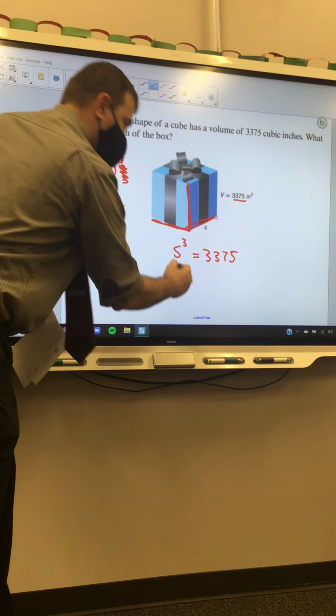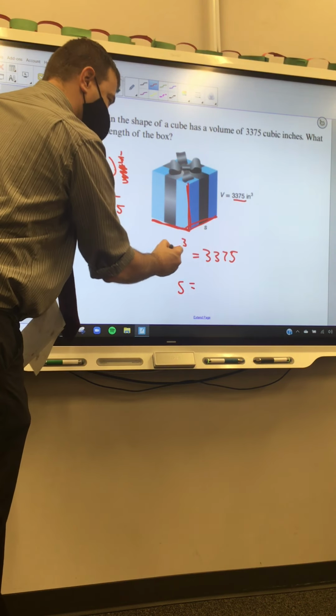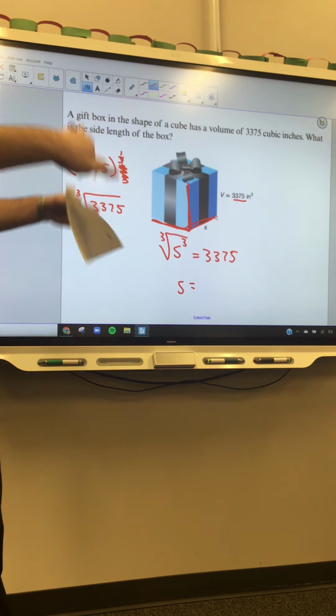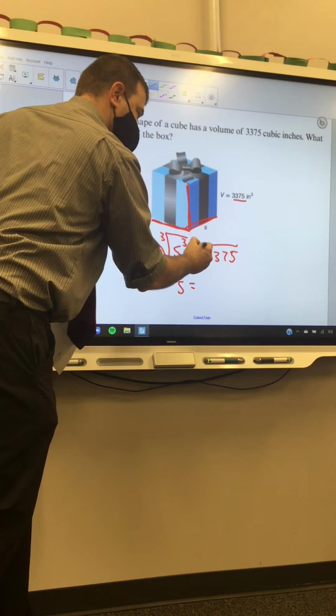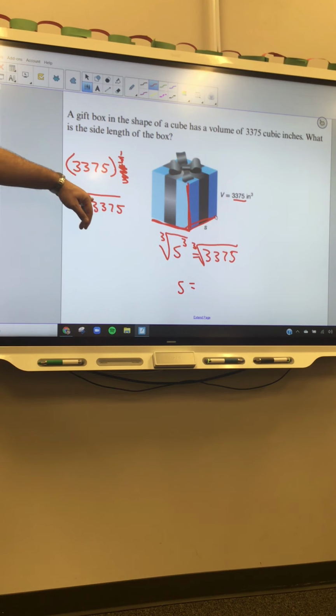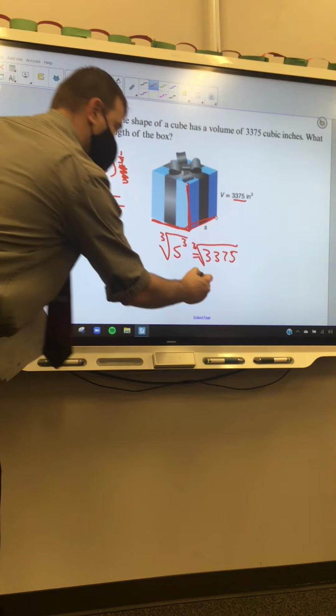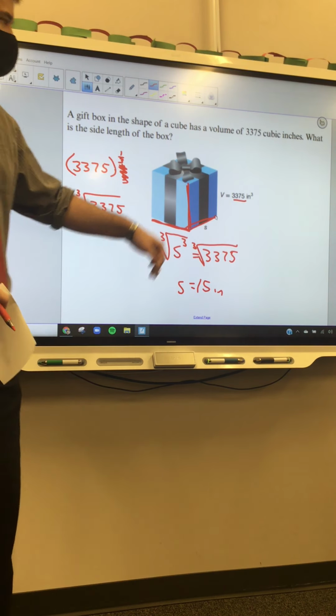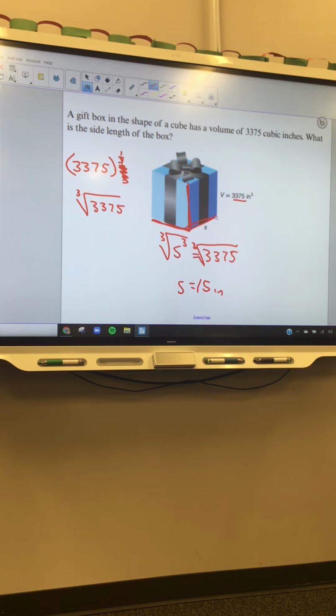If I'm trying to solve for just the side length, I have to take the cubed root of this side. And if I do that to one side, I have to do that to the other side as well. So you're right. Whether you want to write it like that or like that is fine. You got 15, you said? Okay, so 15 inches, and you could double check that by saying 15 times 15 times 15, does that really get me up to 3375? Yeah, it does.